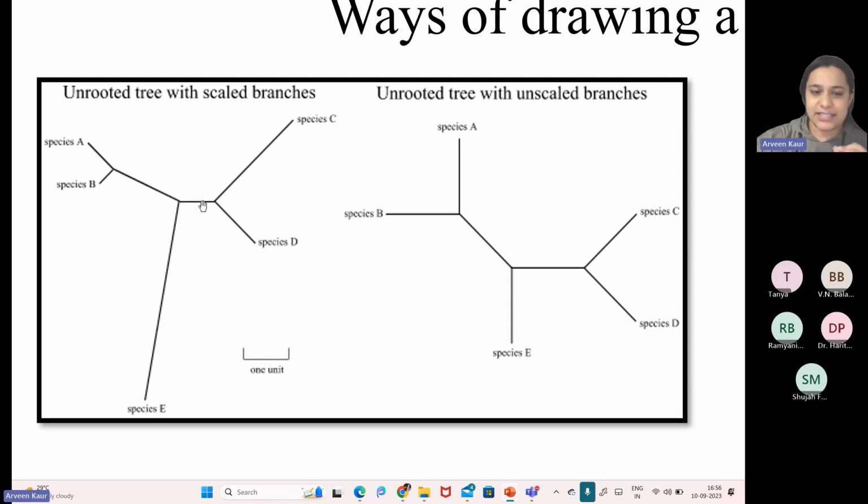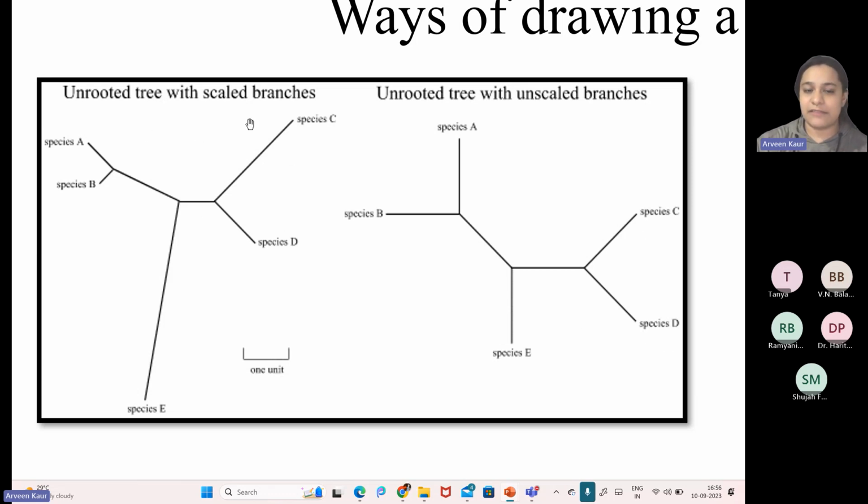In the first case, you see that the branch lengths are very different. Somewhere the branch is very long, or somewhere the branch is very short, while in the second one, the branch lengths are the same across all the species. So the second case is a case in which the branches have not been scaled. This means that they have just shown that these species are connected, but they have not shown how much they are connected with each other.